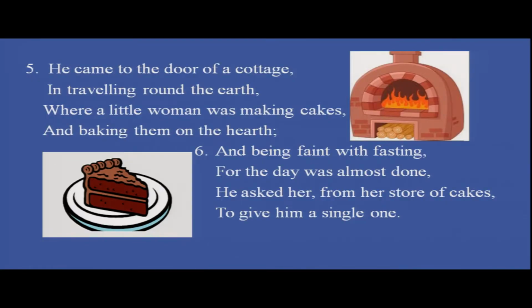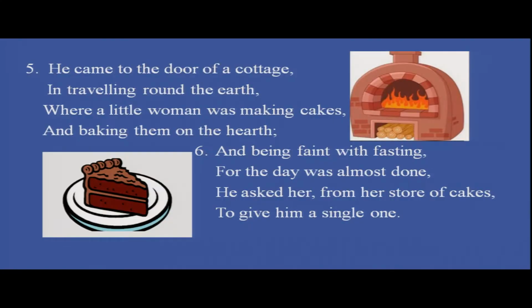Once what happened? He came to the door of a cottage while traveling round the earth. As I said, he was sent to the earth by God, and he was just moving around from door to door, traveling round the earth, where a little woman was making cakes and baking them on the hearth. Now here you'll find that Saint Peter has reached a certain place, and where is it? He has reached a place where a little woman was baking some cakes in her fireplace. You can see the hearth.